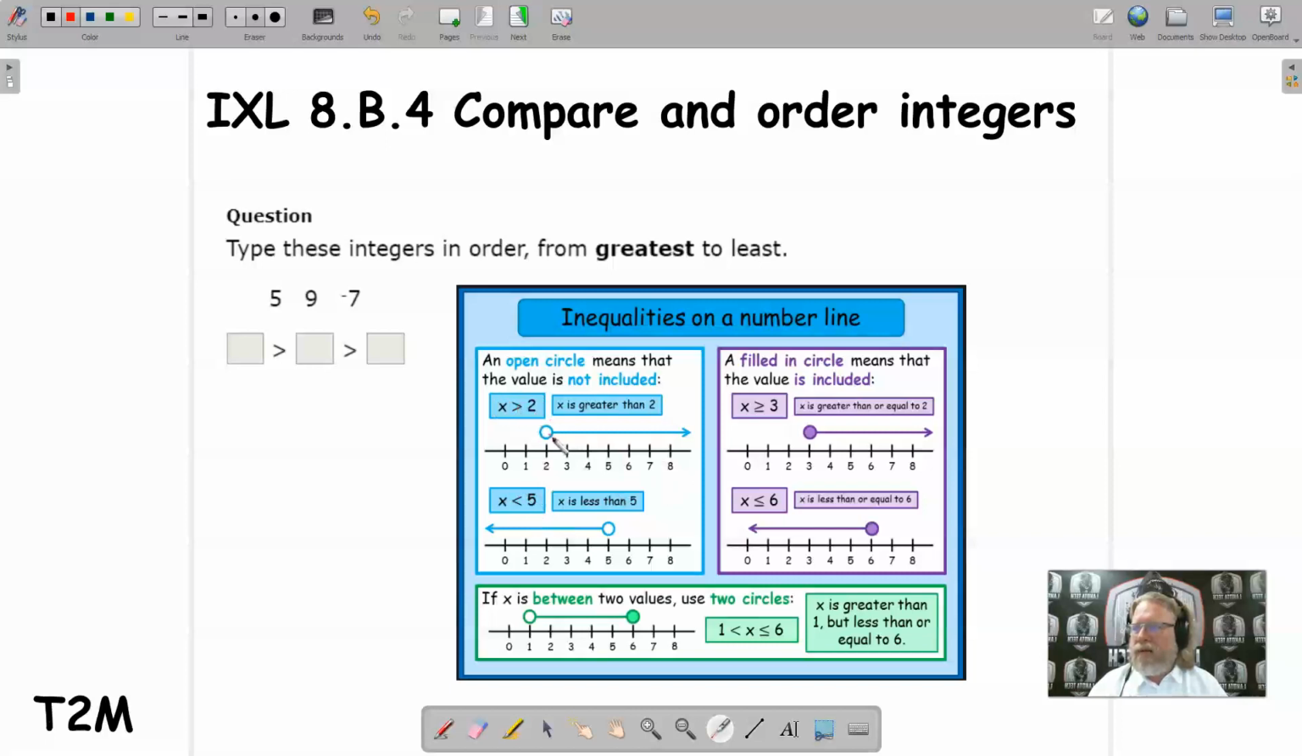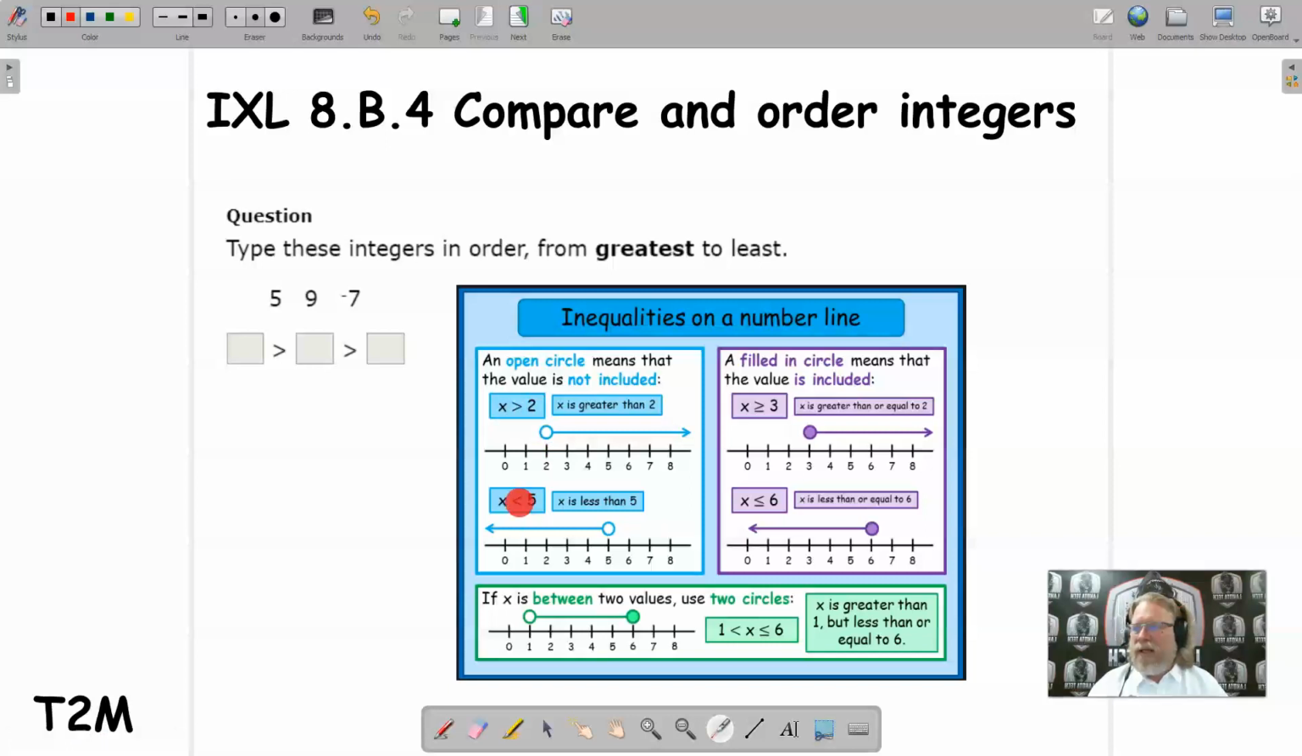So we're talking about any number to the right of 2, because all the numbers to the right of another number on a number line are greater than that number. But 2 is not included. We can't put a 2 there. That would be 2 is equal to 2. So 2 is not included, so we use an open dot on the graph to represent that.